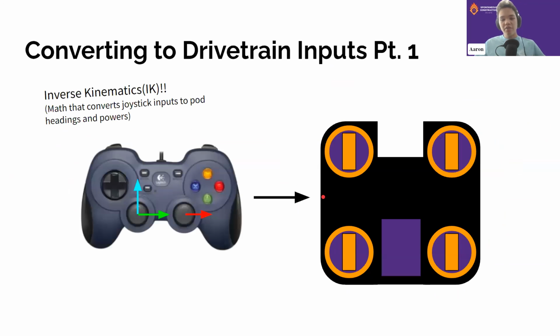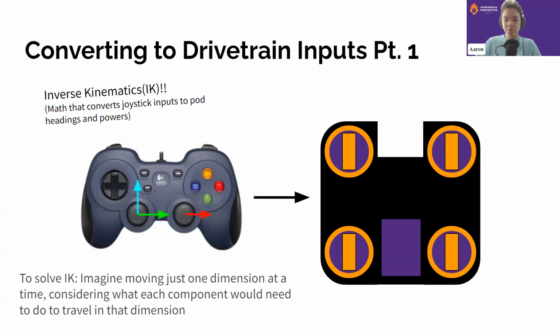Okay, so how do you convert from an X, Y, and R input into the drivetrain inputs? To do this, we're going to use inverse kinematics, like I mentioned earlier, which is just the math that converts the joystick inputs into pod headings and powers. A good rule of thumb for solving inverse kinematics in any system is to think about moving the whole system in one direction and what each component of the system needs to do to make that movement. In our case, for example, we can think about if the entire robot drivetrain was moving horizontally, what angle would the pods need to be at and what speeds would they need to move at?